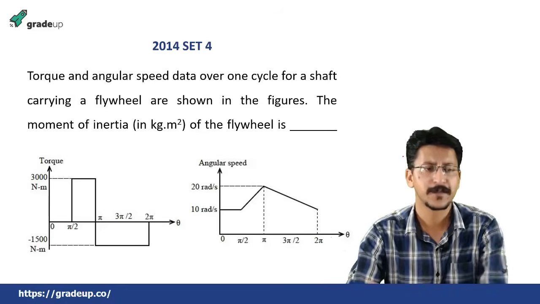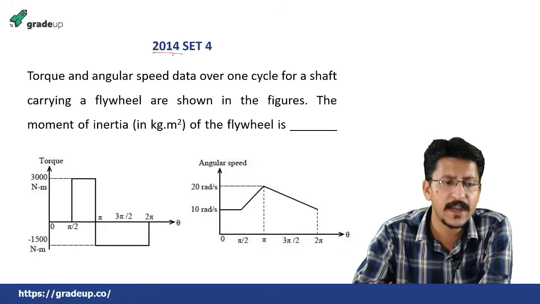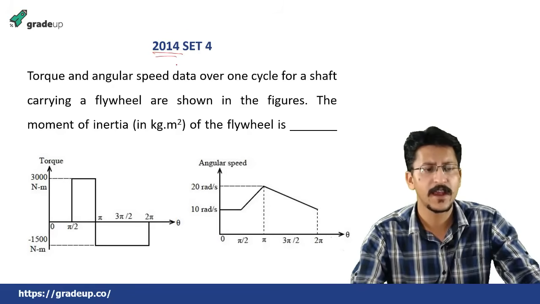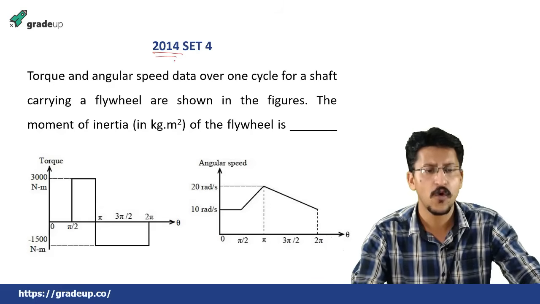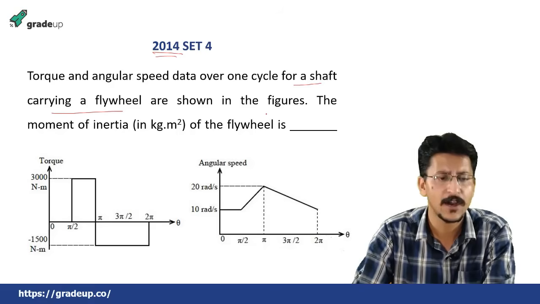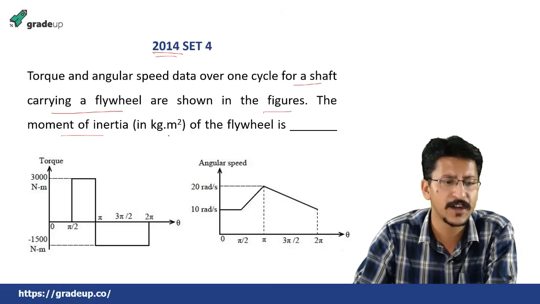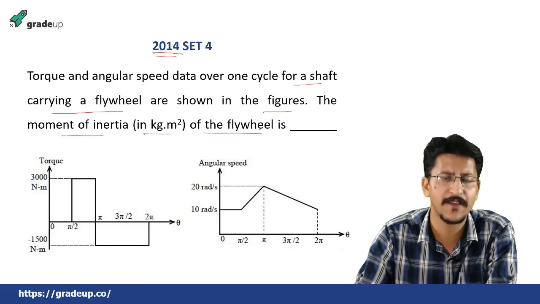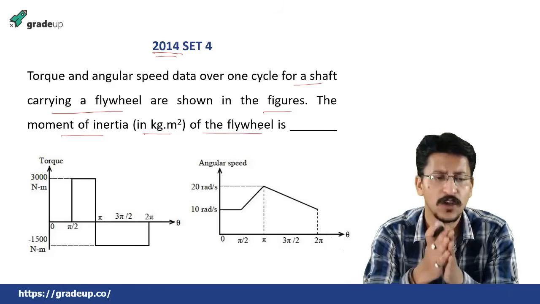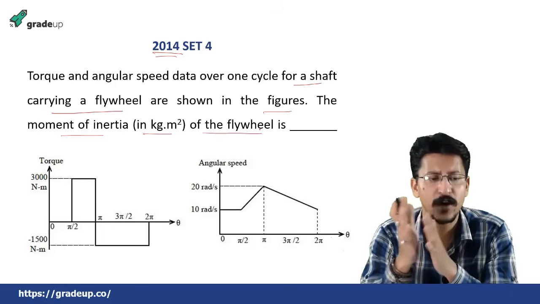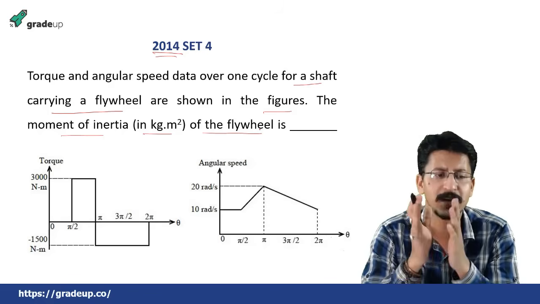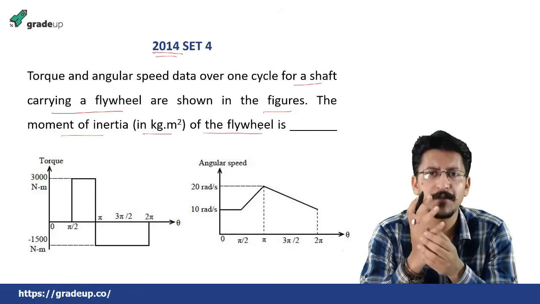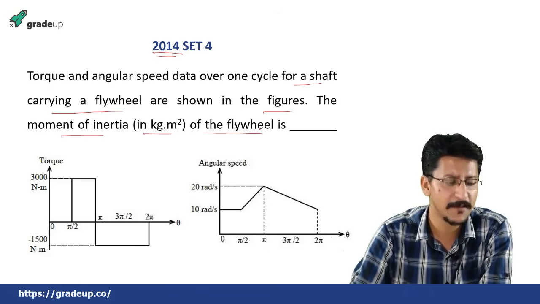The next one, 2014 set 4. The torque and angular speed data over one cycle for a shaft carrying a flywheel are shown in the figures. The moment of inertia in kg meter square of the flywheel is. In this case also the mass moment of inertia of the flywheel is asked, but in this case the data has not been provided to you in a numerical value, but the diagrams are being given.